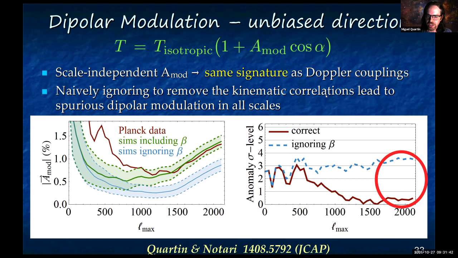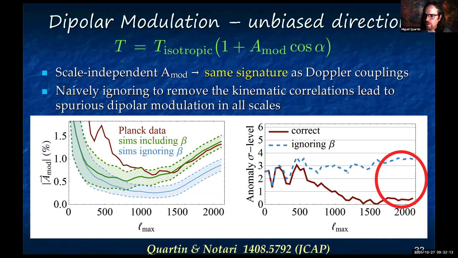Now, these are results from simulations without the velocity, simulations with the velocity, and Planck data at different Lmax. If you go to the right, you see that if you go all the way to all scales of Planck, close to 2000, you get no anomaly significance. But if you ignore the velocity and don't remove it from your data, you get an excess of 3 sigma, which is just spurious. I'm not saying that's what people who study this anomaly are claiming. I'm just pointing out that you need to be careful about this velocity.